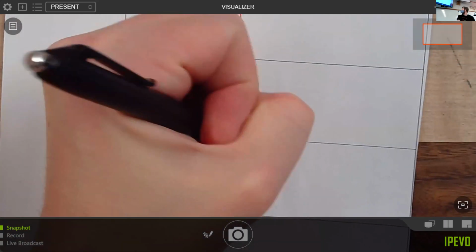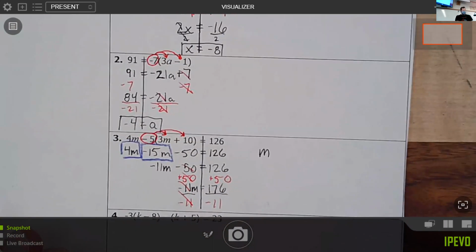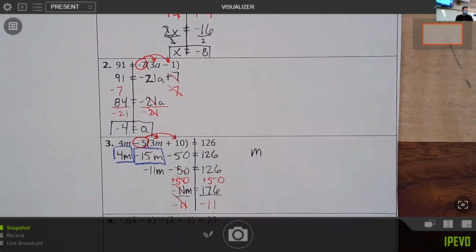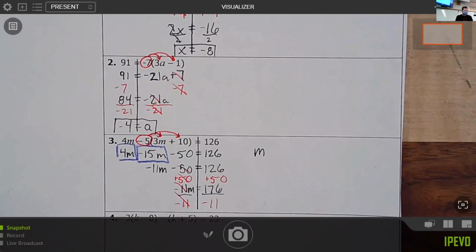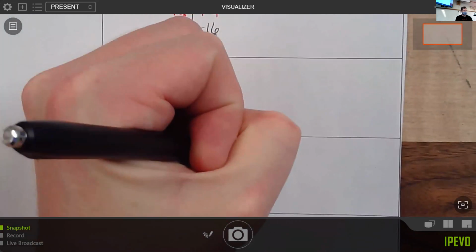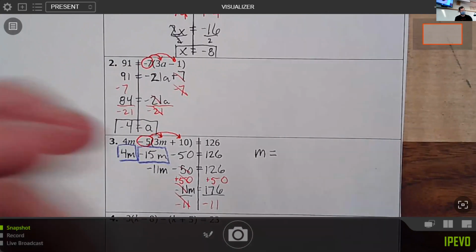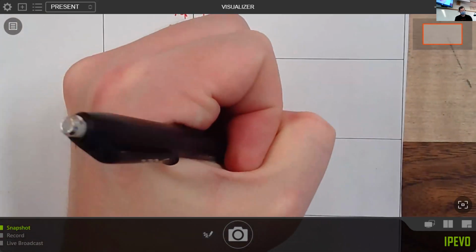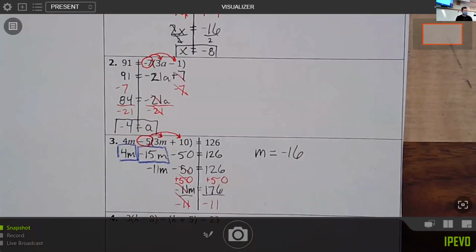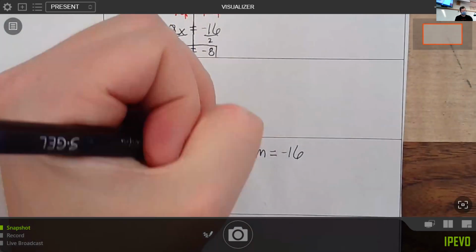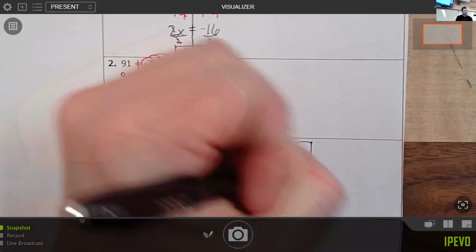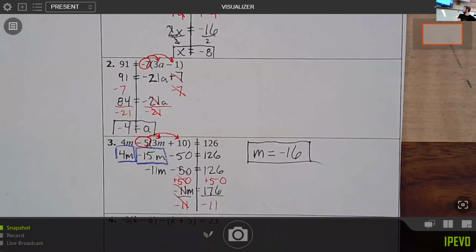Write the answer up over here. I ran out of room. Oh man, let's see. 176 divided by negative 11, what's that going to be? What's the answer to that one? Negative 16. All right. Negative 16. I like it. There's our answer for that one.